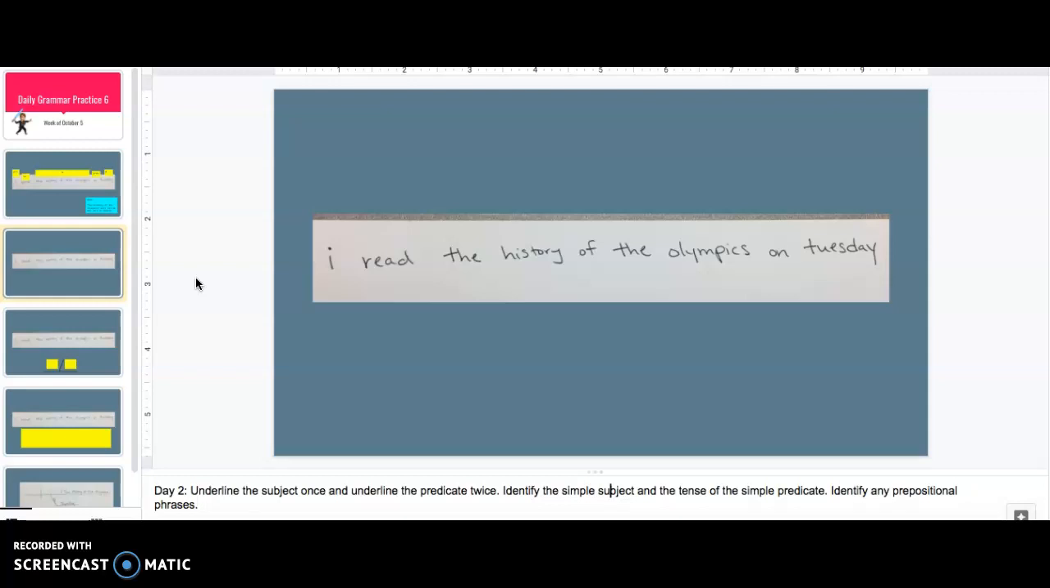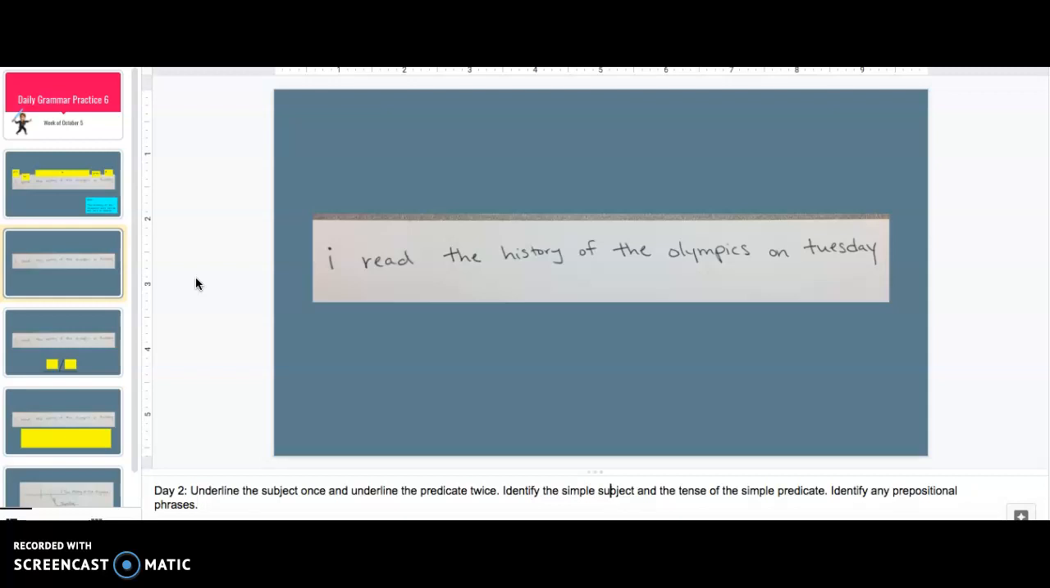We're going to add something to that. Starting from today on, we're also going to be identifying the simple predicate, the tense of the simple predicate along with the simple subject.